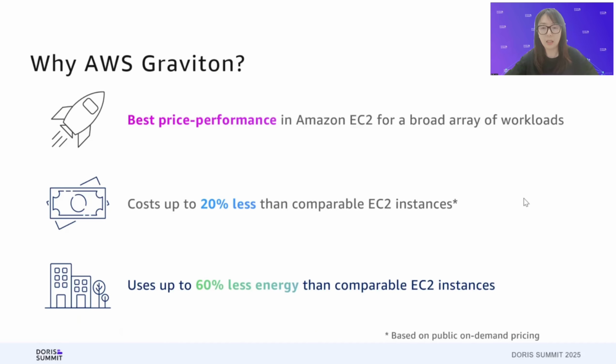Graviton is significantly more energy efficient, consuming up to 60% less energy than comparable x86 processors. This translates to a smaller carbon footprint for your infrastructure and helps meet your organization's environmental goals. It's a win-win proposition that makes both financial and environmental sense. These benefits sound compelling. Let's look in more depth at what we can offer with the processor.